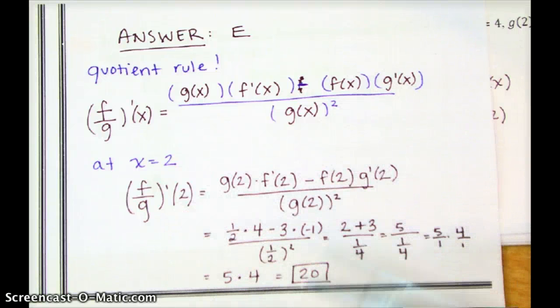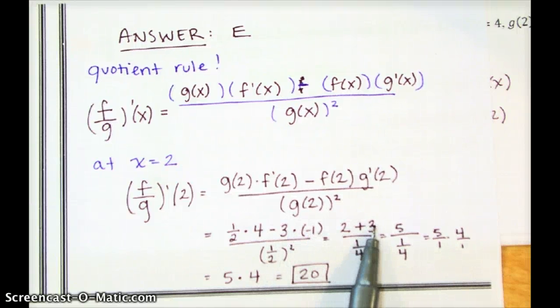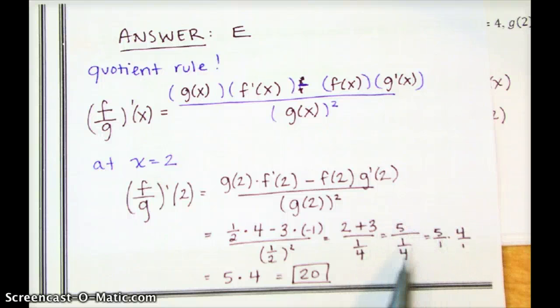Substitute the numbers. The simplifying may have tripped you up, so just notice 1/2 times 4 is 2. Negative 3 times negative 1 is positive 3. And then I flip here at the end. 5 divided by 1/4 is the same thing as 5 times 4, which is why the answer was 20.